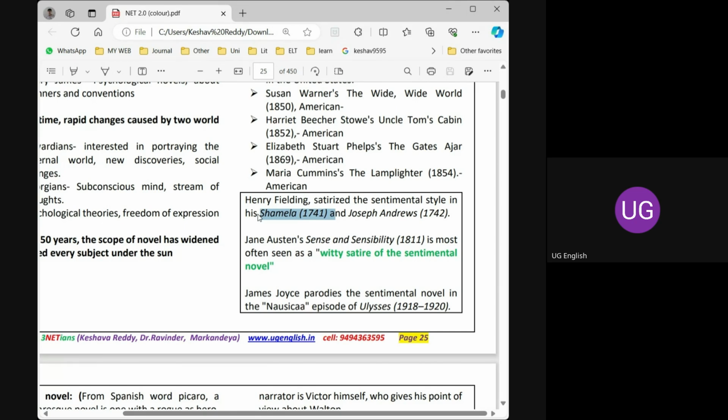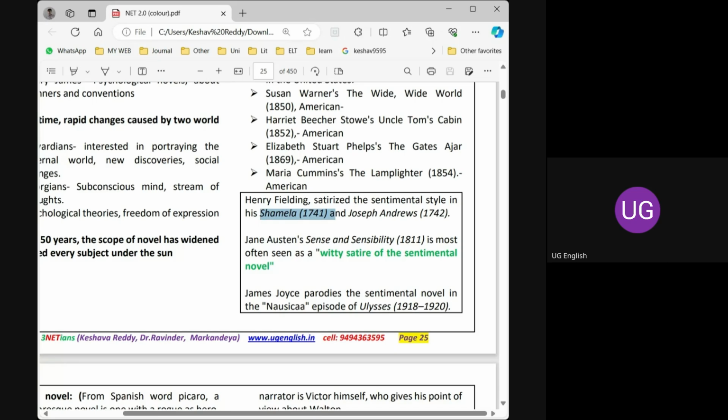So Pamela is written by, I'm just testing your memory. Who wrote Pamela? Richardson, sir. Richardson. Thank you. And Richardson's Pamela is parodied, that is imitated, by Henry Fielding. He wrote a similar novel called Shamela, in which Shamela is also a girl, but she is not a good girl. Simple thing. It's a parody.